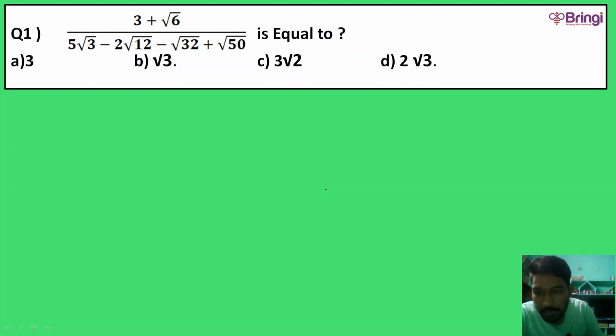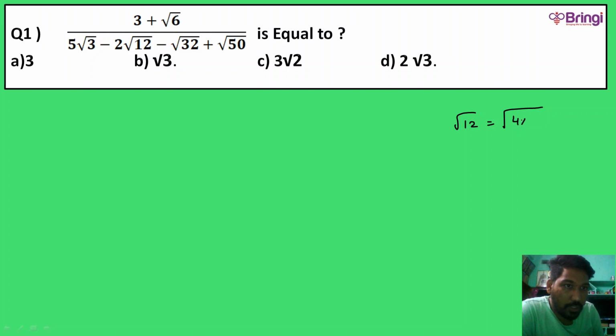Question number 1. If you observe, this question is from the number system, like simplification. For the RRB NTPC, definitely you are going to get one or two simplification questions in the final exam. Before starting the question, we have to discuss some points for the persons who are weak in maths. Root 12 we can write as 4 times 3, root 4 value is 2, so it's going to be 2 root 3.